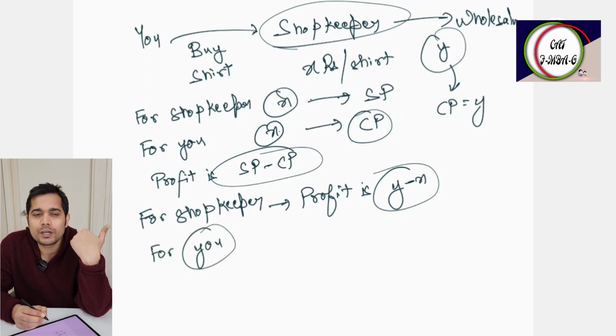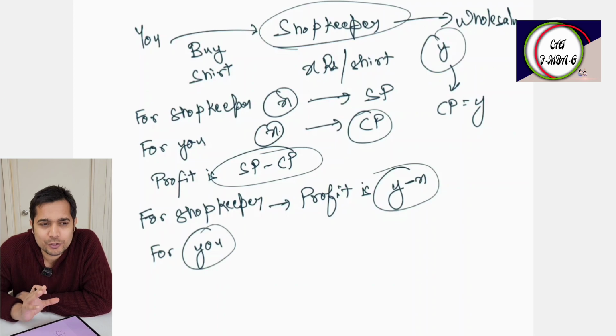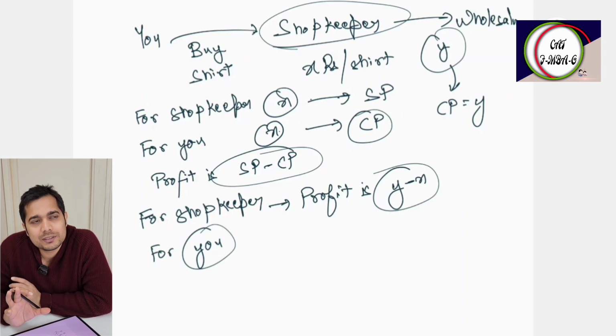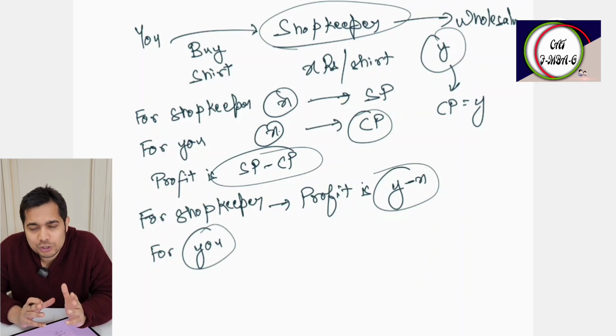For you, the profit is going to be, if you are going to, let us say, sell this shirt to someone rather than just keeping it with yourself, then it's going to work like that. Okay, so this is the basic concept. What is the selling price, what is the cost price?